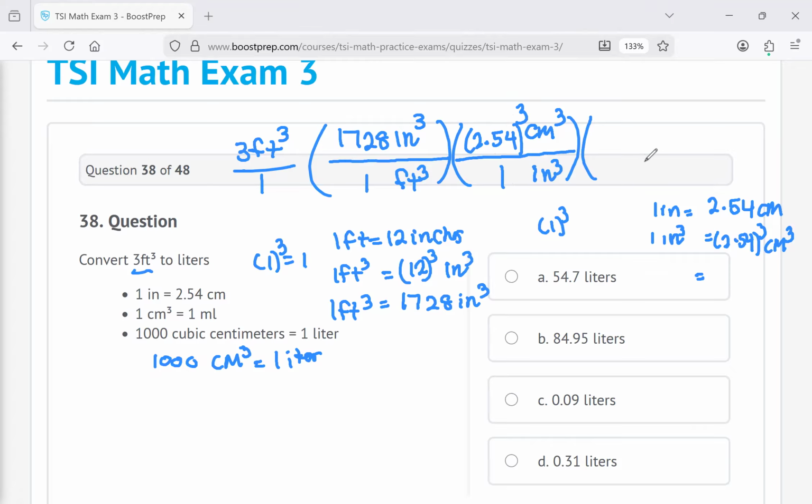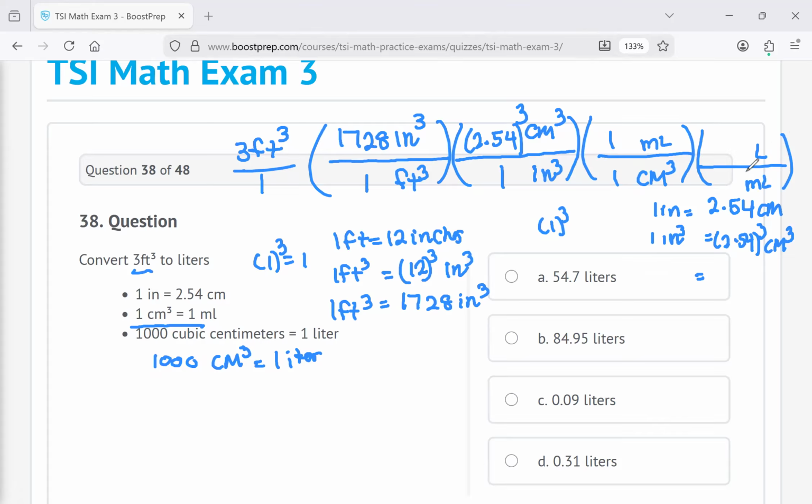Our goal is to have the final answer in liters, so I'm going to have to put centimeters cubed on the bottom, and then we could use milliliters because they tell us that 1 centimeter cubed is 1 milliliter. So I could put one here and 1 milliliter here. And then let's convert that milliliters to liters. So put milliliters on the bottom and liters on the top.